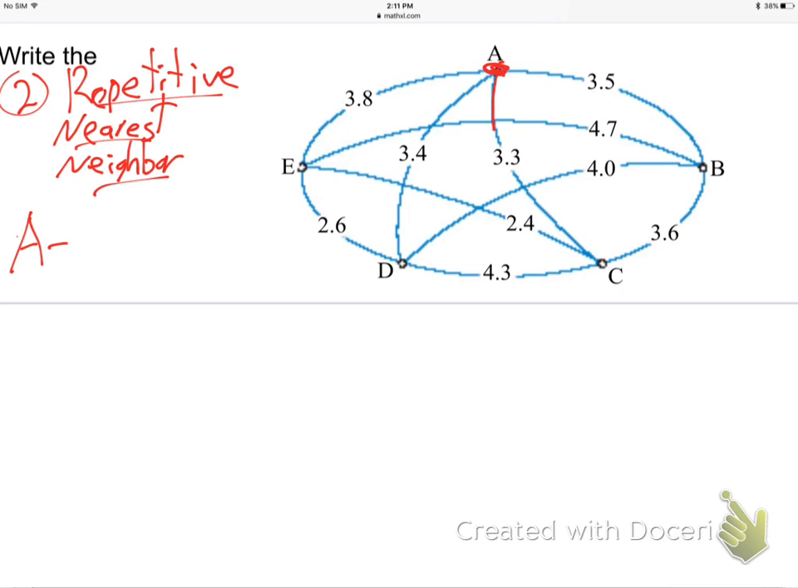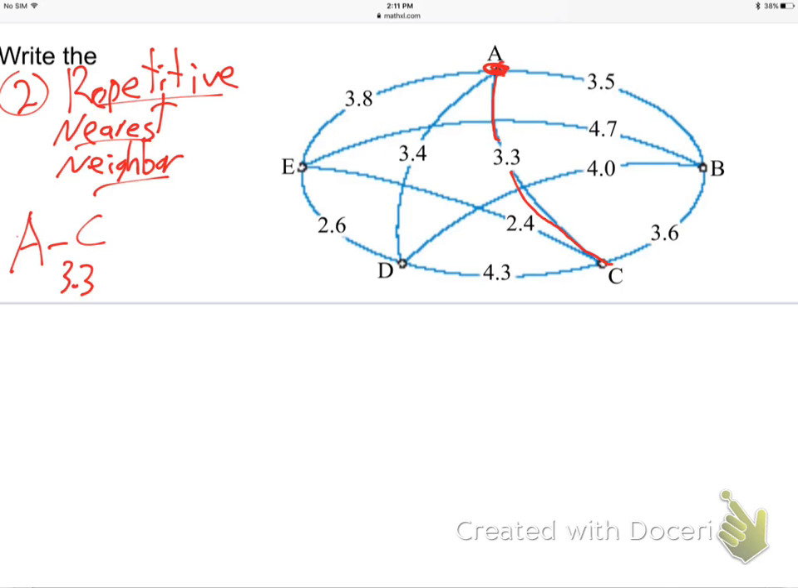C. It looks like C, doesn't it? C this way at 3.3. So I'm going to go to C. Keep the total, 3.3. This time we've got to add them up because we're going to do this 5 different times and take the overall lowest. It's 3.3 to C. Now from C, what's the nearest neighbor?